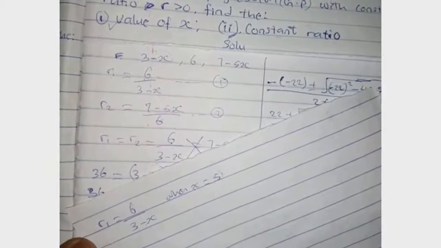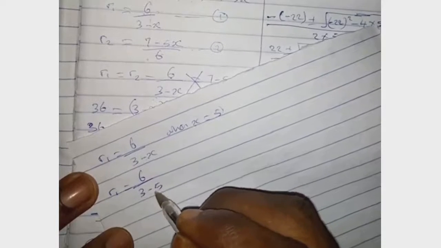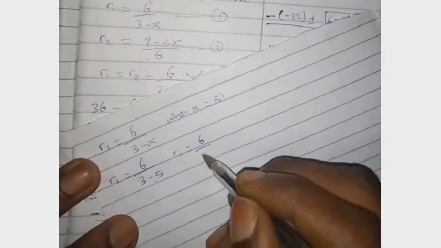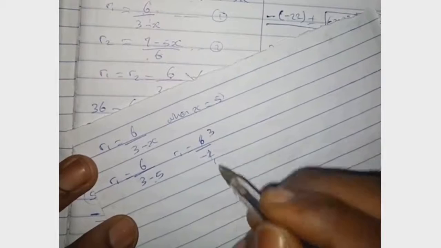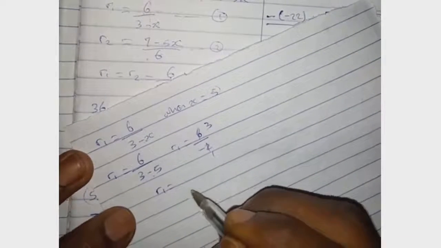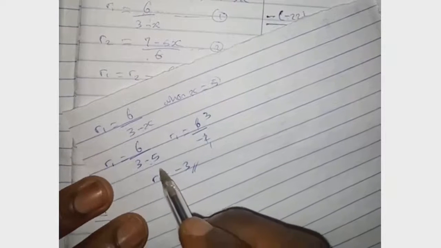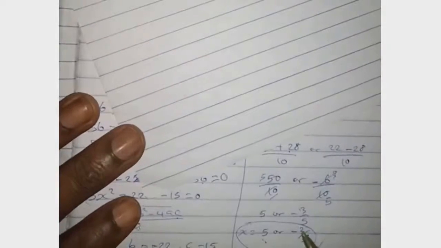So ratio 1 is equal to 6 over 3 minus 5. That is 3 minus 5, which gives us minus 2. So in this place, our R1 is equal to 6 over minus 2. Two into 6 gives 3, so our R is equal to minus 3. So our value of our common ratio 1 is equal to minus 3.